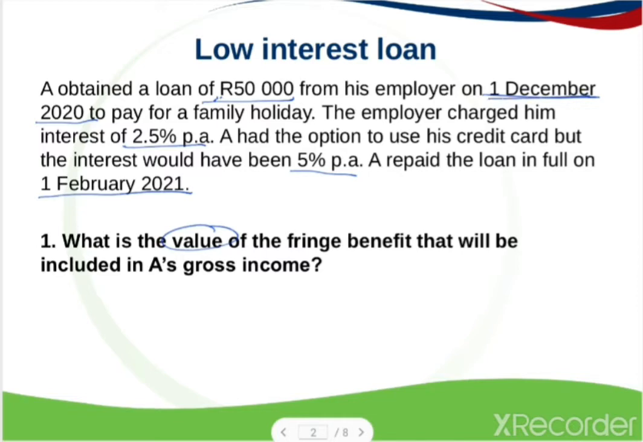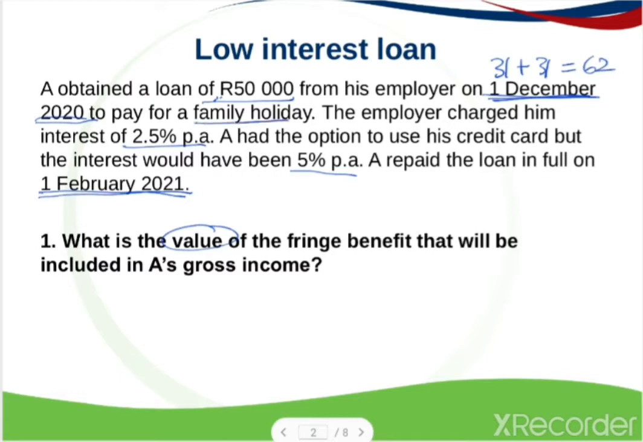The period, so he got the loan from the employer on 1 December 2020, he repaid it on 1 February 2021. You need to work out the period that the capital was outstanding for, because you need that in working out the fringe benefits. You need to know the number of days that the interest was being levied for. So it would be the whole of December, 31 days, plus the whole of Jan, 31 days. In total, it's 62 days.